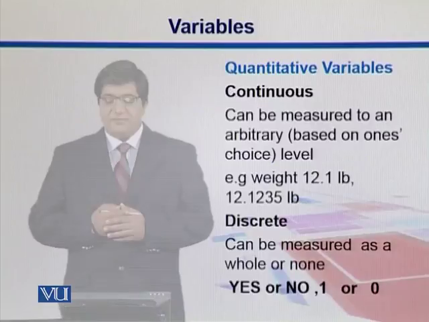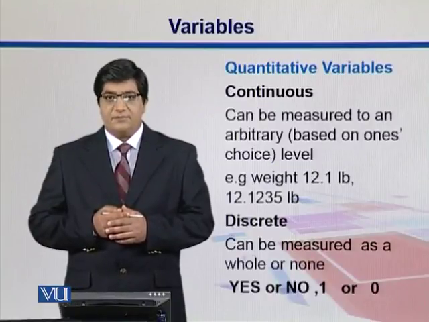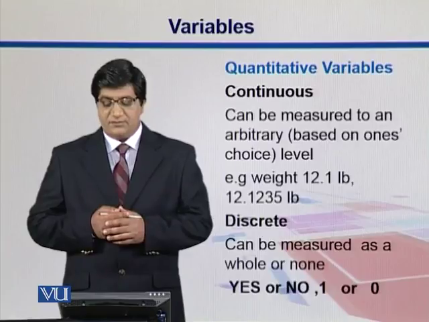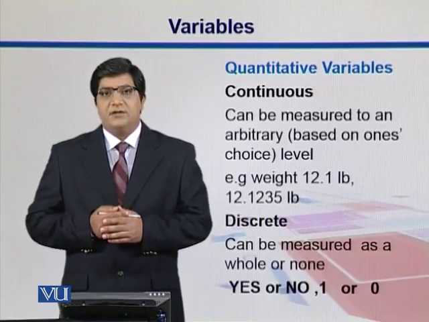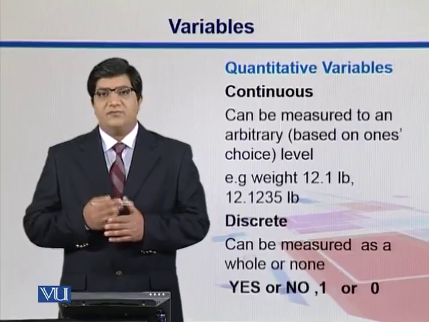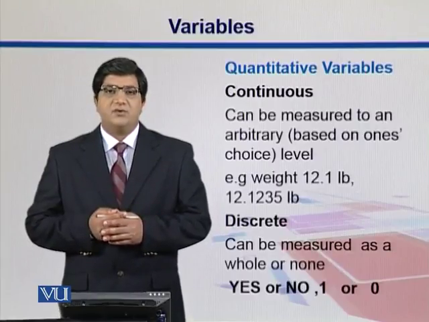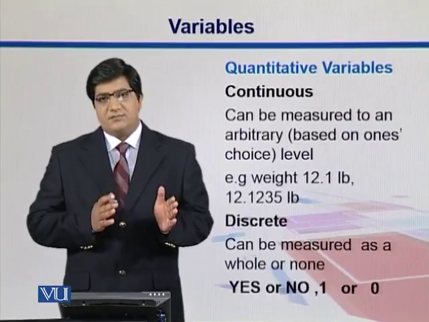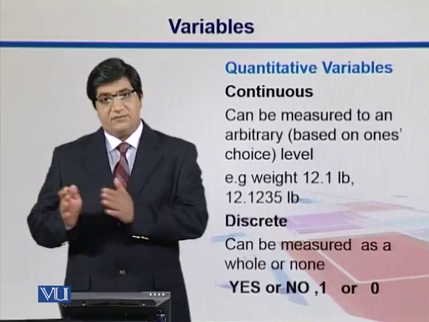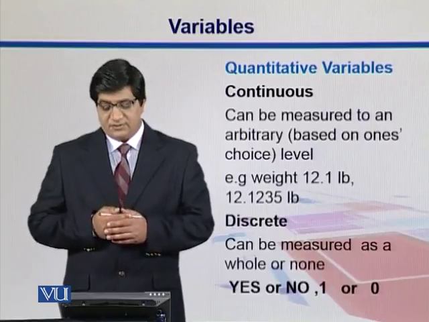A continuous variable can be measured to an arbitrary level based on one's choice. For example, in weights, you can have different grades: you can have whole numbers or you can go with fractions. In fractions, you can go with one decimal point or more than that. So you can have these continuous increments in it.